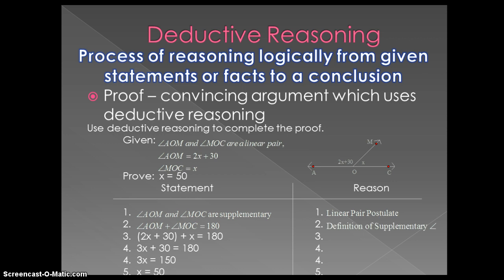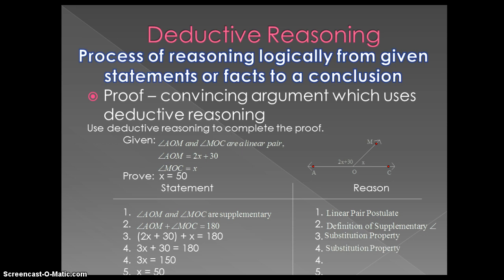Now I'm going to say 2x plus 30 and x is equal to 180. Well, because I know AOM is 2x plus 30 and MOC is x, if I replace them, which would be logical, based on the substitution property, I can claim that they equal 180. It's logical that I could exchange one value for another equal value. Then we say 3x plus 30 is 180. And so what I'm saying is 2x plus x is 3x. I'm combining like terms, which remember is the substitution property as well.